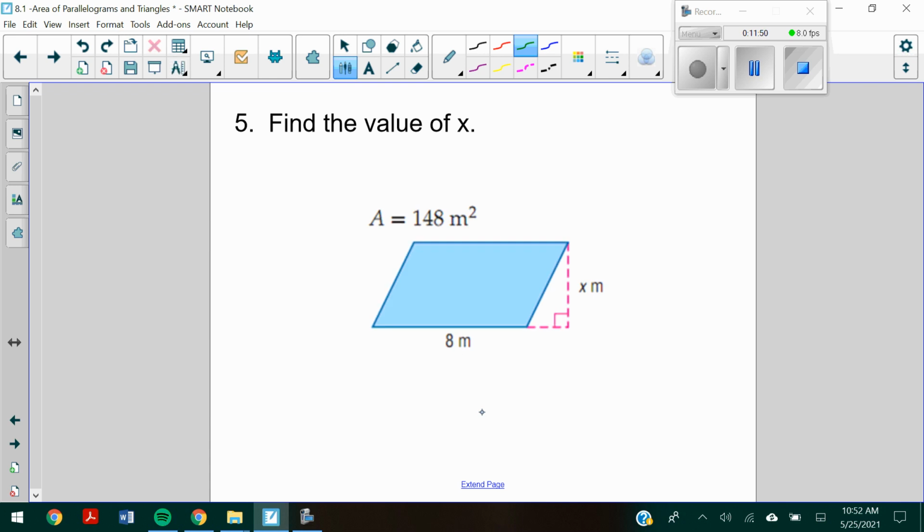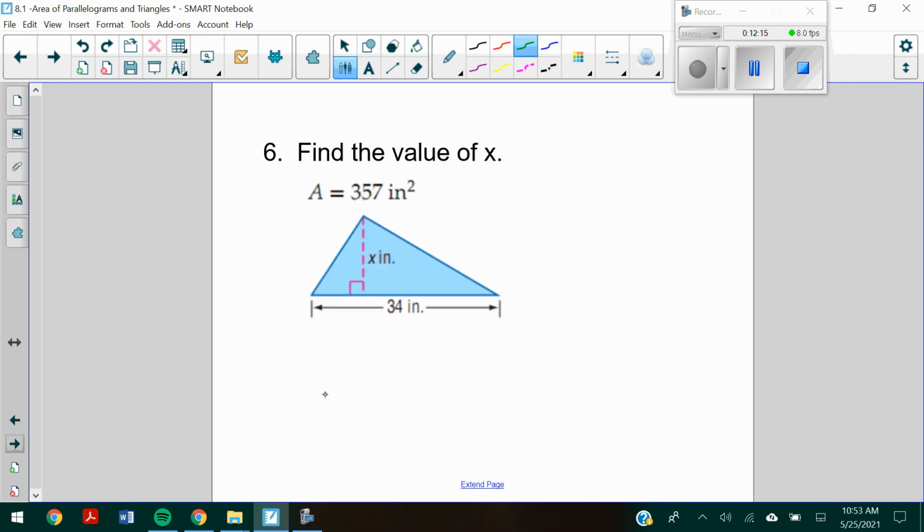Okay. So this time I'm giving you the area and you need to find me x. So with the parallelogram, don't forget area is base times height. So my area is 148 equals my base times my height. So I'm just going to go ahead and take my 148 and divide by 8, and I get 18.5.